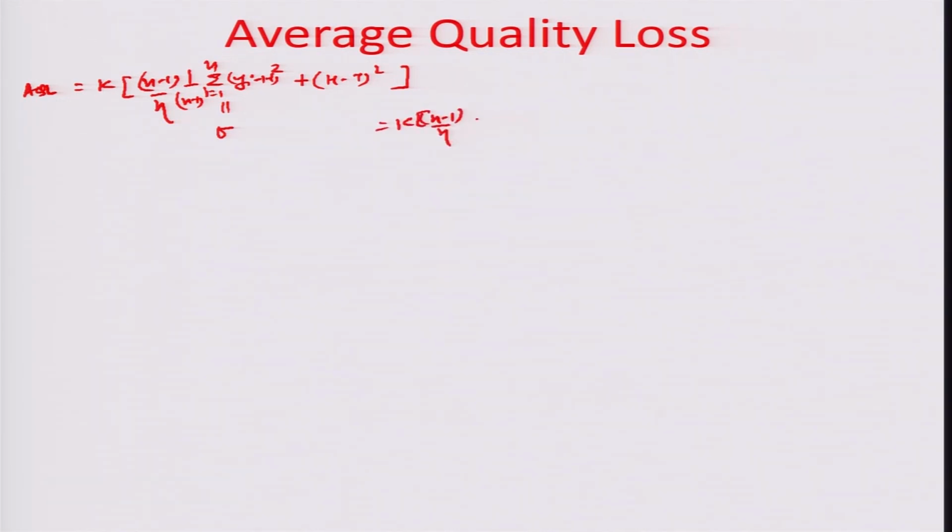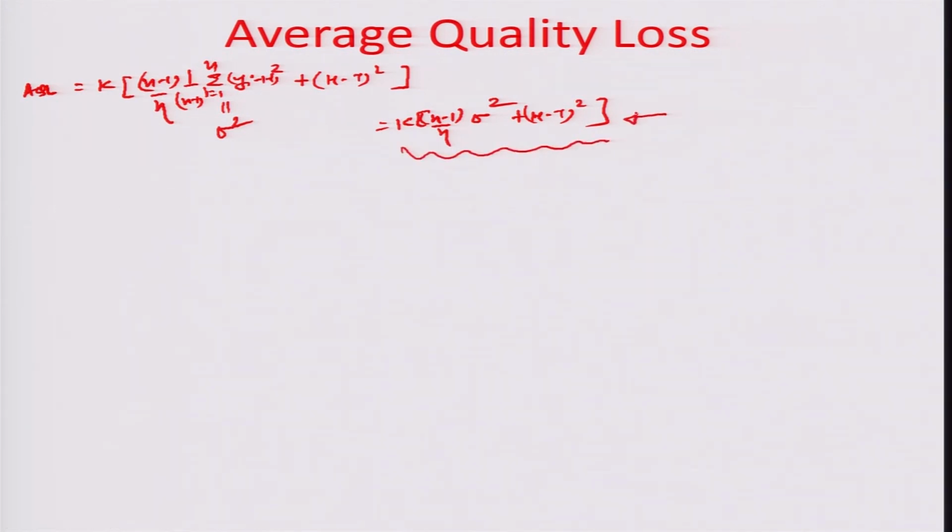k times of (n minus 1) by n times of (1 by (n minus 1) summation of (yi minus mu) square, i varying between 1 to n) plus (mu minus t) whole square. This right here is sigma, standard deviation. That is how the standard deviation for any distribution would be, and so we are left with an actual value which equals k times of (n minus 1) by n times of sigma square, I am sorry, this is sigma square, the square of standard deviation, plus (mu minus t) whole square.